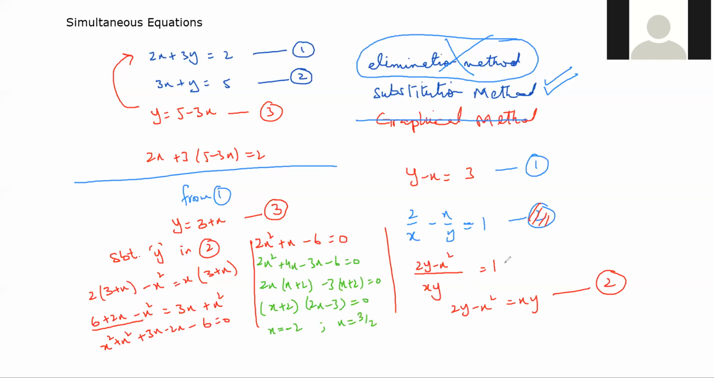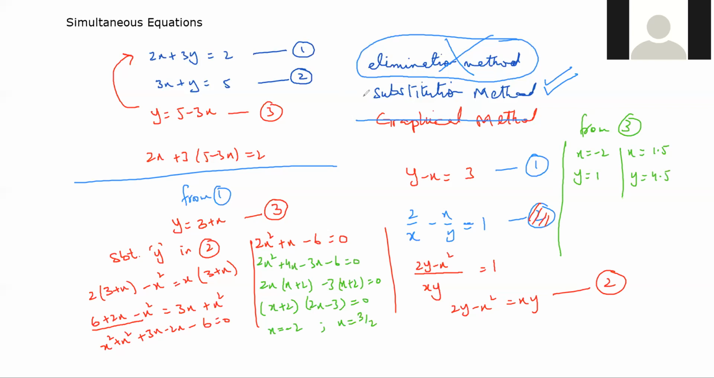And then you substitute that into the third equation. So from the third equation, when your x is minus 2, your y is going to be 1. When your x is 3 over 2, which is basically 1.5, then your y is going to be 4.5.